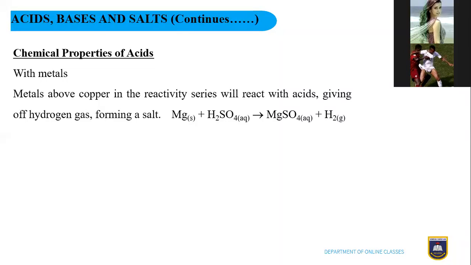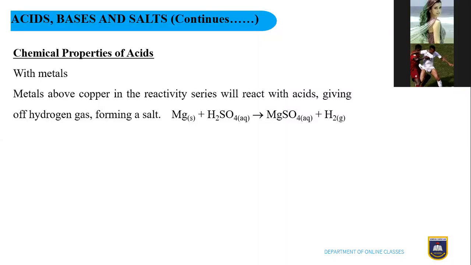Metallic bond strength is determined by the number of valence electrons and the size of the atom. The higher the number of valence electrons and the smaller the size of the atom, the stronger the metallic bond between the atoms of the element.